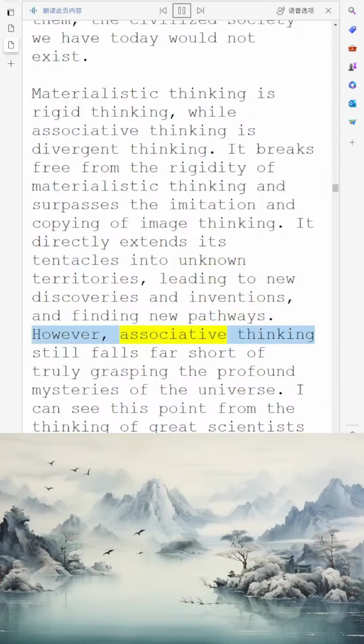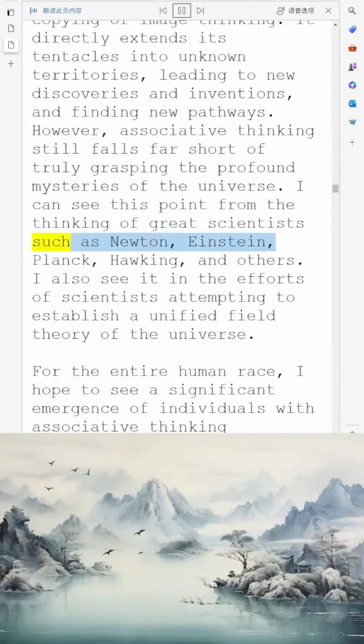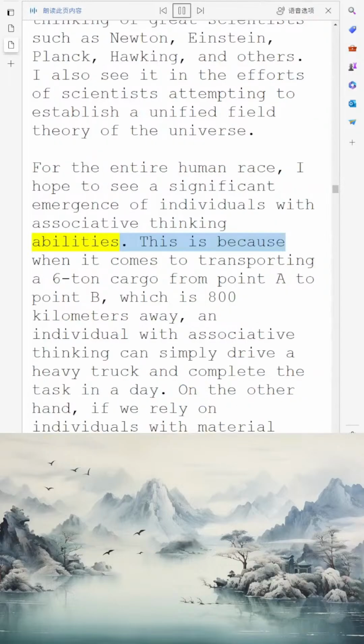However, associative thinking still falls far short of truly grasping the profound mysteries of the universe. I can see this point from the thinking of great scientists such as Newton, Einstein, Planck, Hawking, and others. I also see it in the efforts of scientists attempting to establish a unified field theory of the universe. For the entire human race, I hope to see a significant emergence of individuals with associative thinking abilities.